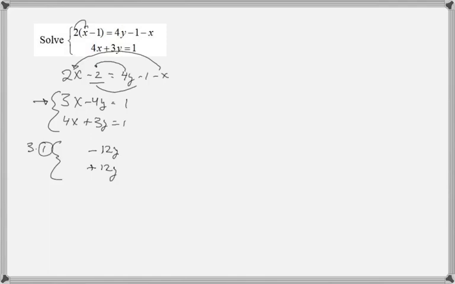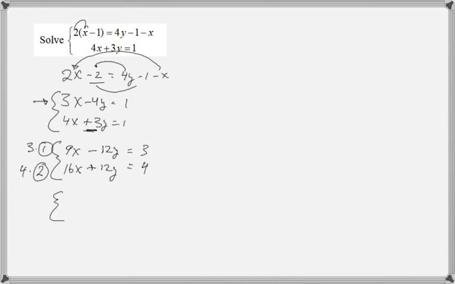3 times 3x is 9x. On the right-hand side, 3 times 1 is 3. To get this positive 3y into a 12y, I need to take the second equation and multiply that by 4. 4 times 4x is 16x. Right-hand side, 4 times 1 is equal to 4. Now that those coefficients are opposites, I can eliminate one of the variables. I can eliminate the y's.